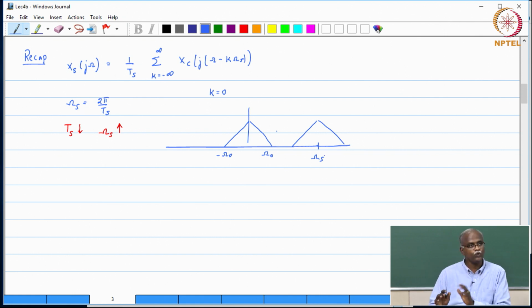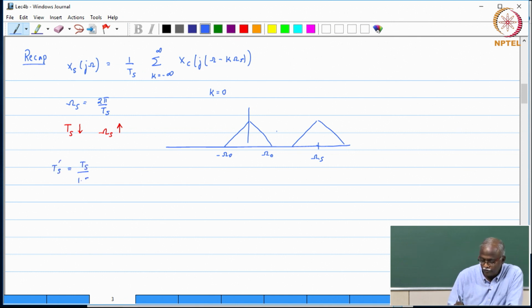So, there is no overlap of the spectra, and now if I specify Ts dash is equal to Ts by 1.5, just for interest, just to see what happens. So, this basically means that I have reduced my sampling period, so I increase my sampling frequency to 1.5 omega s, the original.